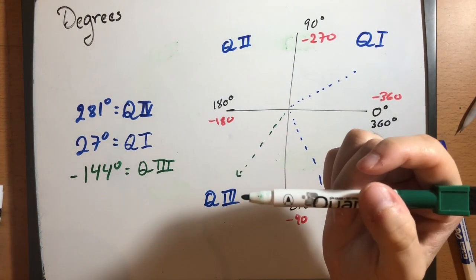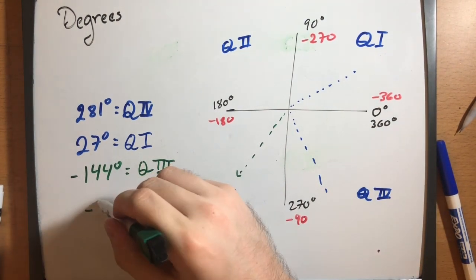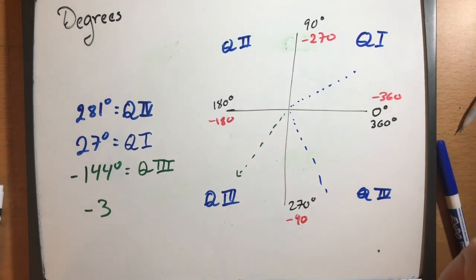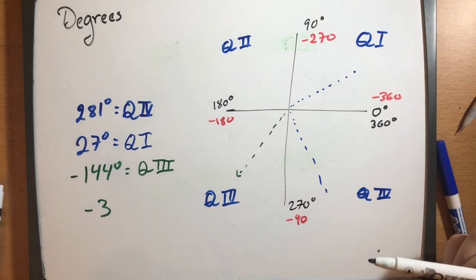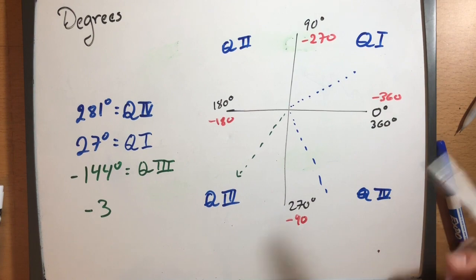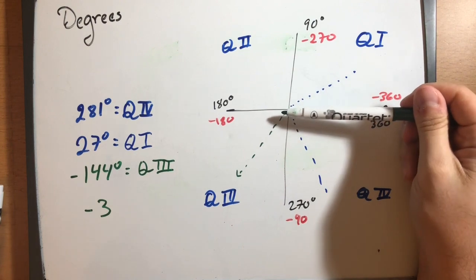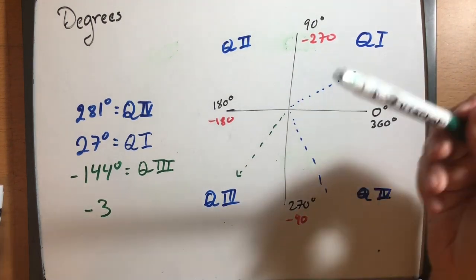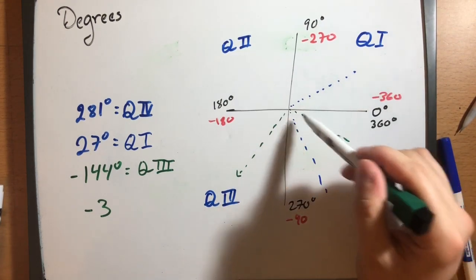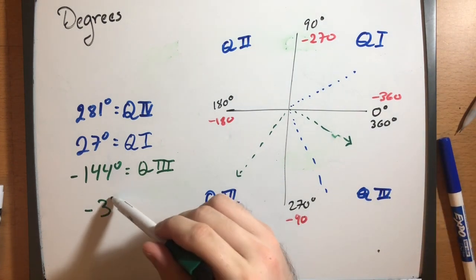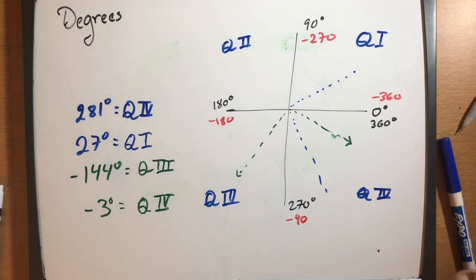And finally, let's take one more angle, for example, negative 3. So negative 3 here is an angle that's a little bit smaller than 0, if we're talking in the negative direction. That means it moved 3 degrees in a clockwise direction. So the terminal side would be somewhere around here. Notice that the terminal side here would have ended up in quadrant 4 as well.